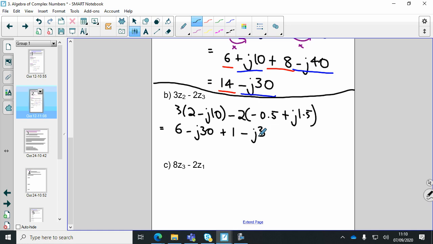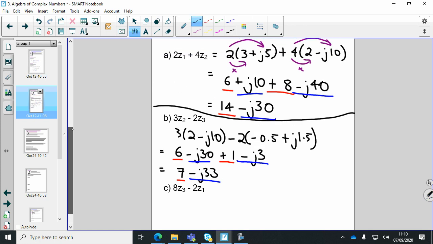Again, just be careful with your positives and your negatives. And then we need to collect the like terms. So that's the real parts, that's the imaginary parts. So 6 plus 1 is 7 for the real part, and then minus J30 minus J3 gives me minus J33. So that's the real, and that's the imaginary. Okay. And then final example for today.